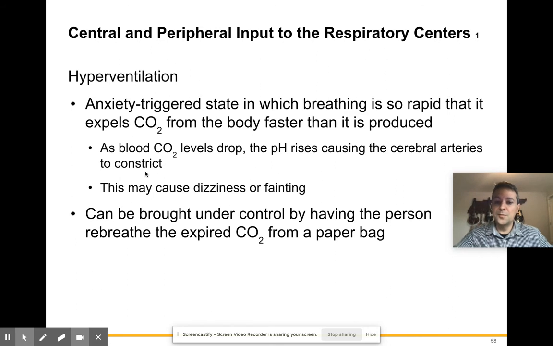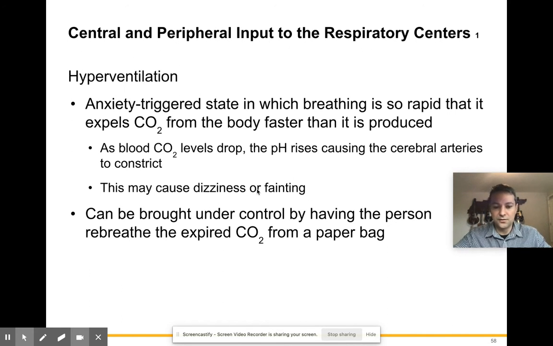In order to stop someone from getting dizzy and fainting, you have them breathe into a paper bag. The paper bag catches all of the carbon dioxide that's coming out of their mouth. When they inhale the contents of the bag, they're inhaling the carbon dioxide they just expired. So they exhale into the bag, that bag fills with carbon dioxide from their lungs, and they inhale the contents of that bag. They're re-inhaling the carbon dioxide they just expelled, thus keeping their pH at the right level and keeping their cerebral arteries from constricting, which hopefully keeps them from getting dizzy and fainting.